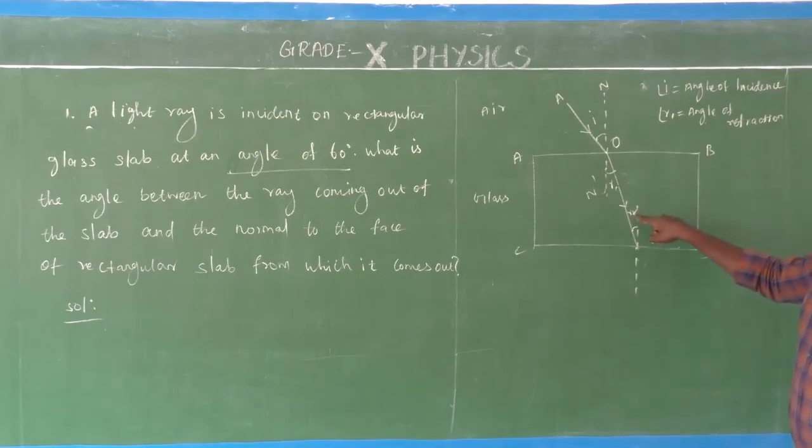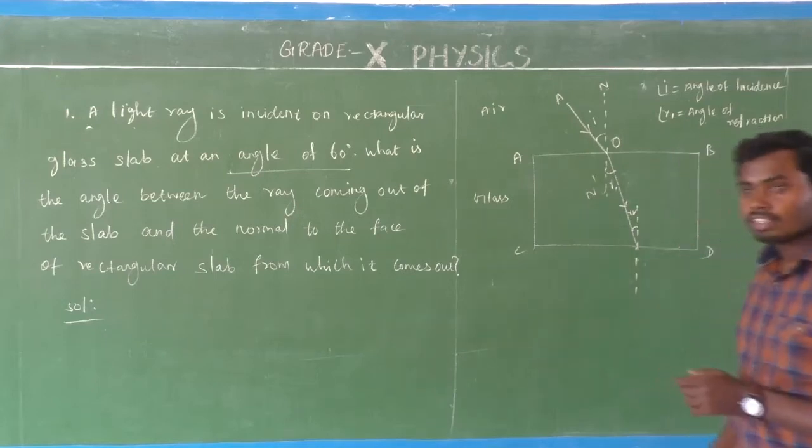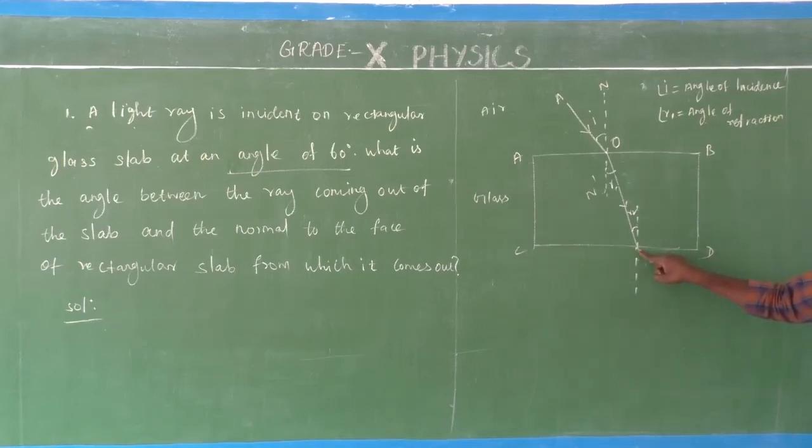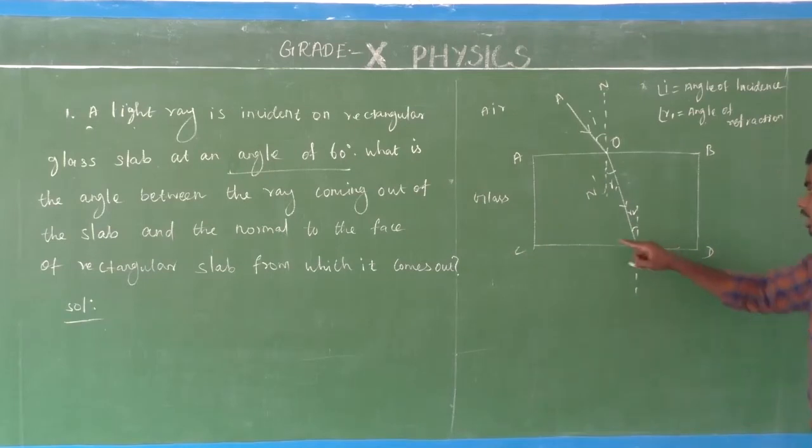Now the light ray that falls on the surface of the glass slab inside. What is the next move? This incident ray has to come out, because there is air around it. Air is also one of the transparent mediums. So here light goes from glass into air.